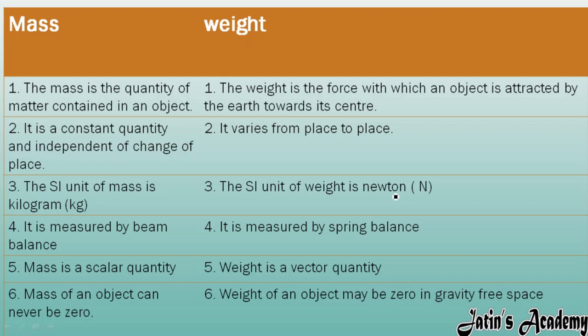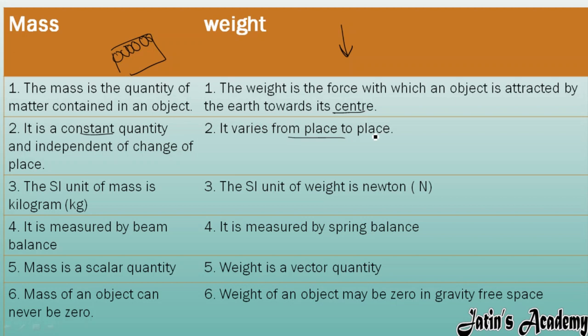First difference: mass is the quantity of matter contained in a substance. Weight is the force with which an object is attracted toward the center of Earth. When an object is attracted toward the center of Earth, that force is known as weight. Mass is a constant quantity and independent of place. Mass is constant, which means it is not going to change from place to place. But weight can vary from place to place.